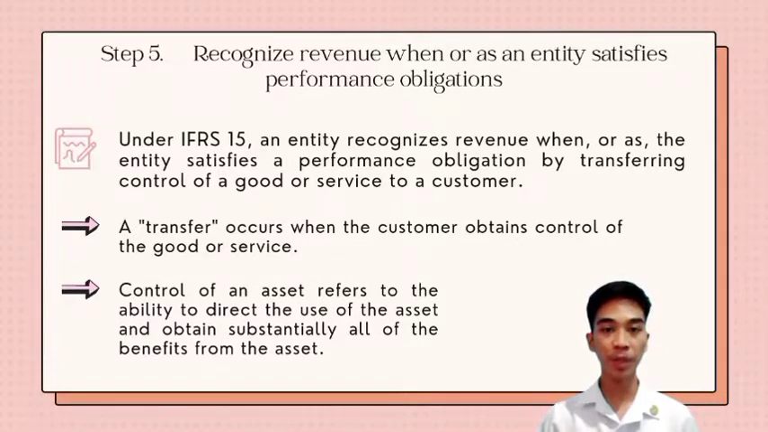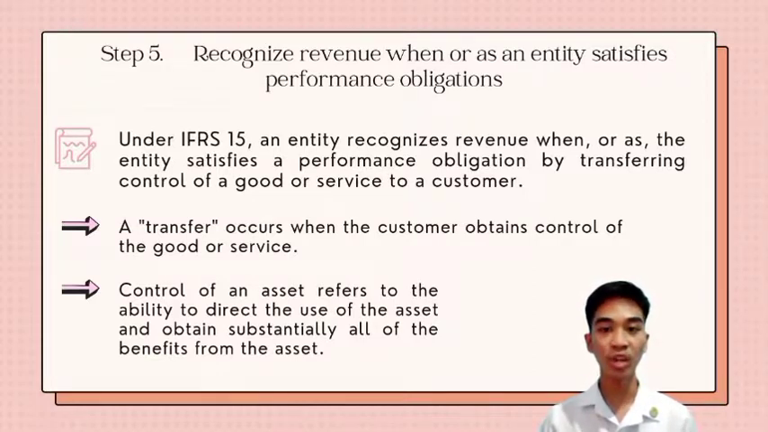The final step in the revenue recognition model is to recognize revenue when or as an entity satisfies performance obligations. Under IFRS 15, an entity recognizes revenue when or as the entity satisfies a performance obligation by transferring control of a good or service to a customer. Having allocated in step 4 the transaction price to the performance obligations, it is then necessary to determine when the revenue allocated to each performance obligation should be recognized.